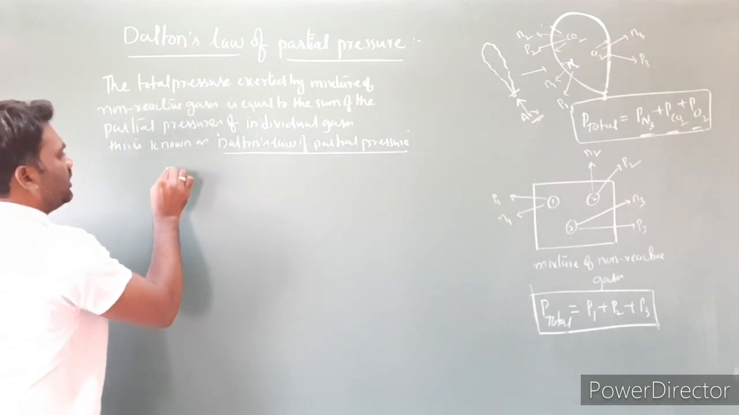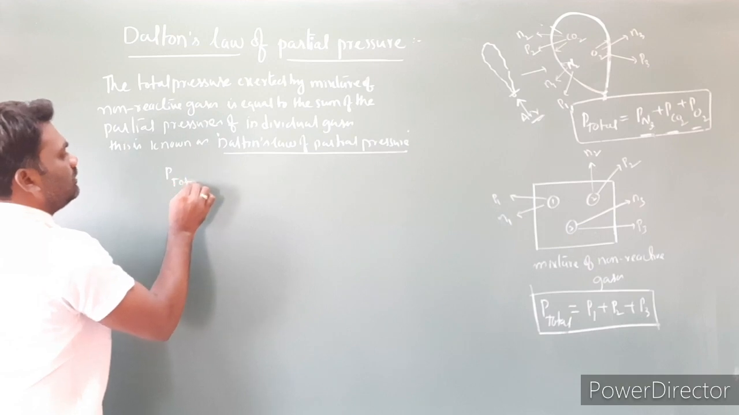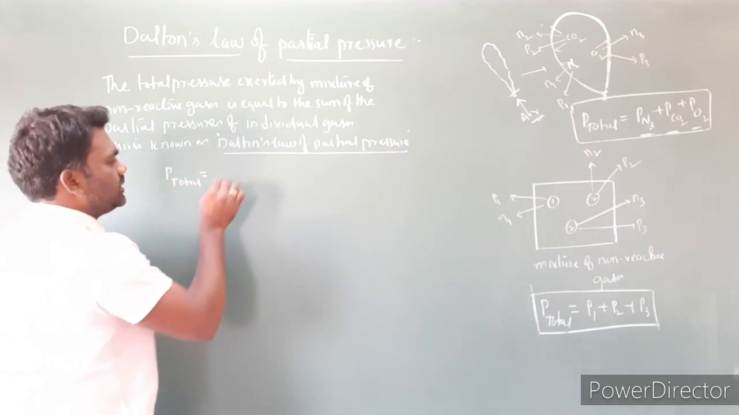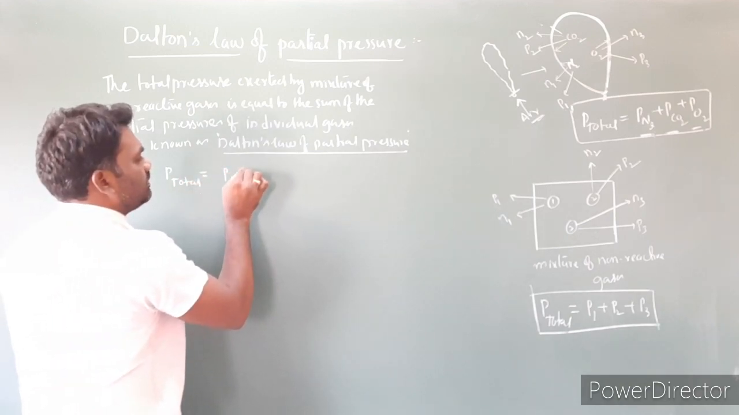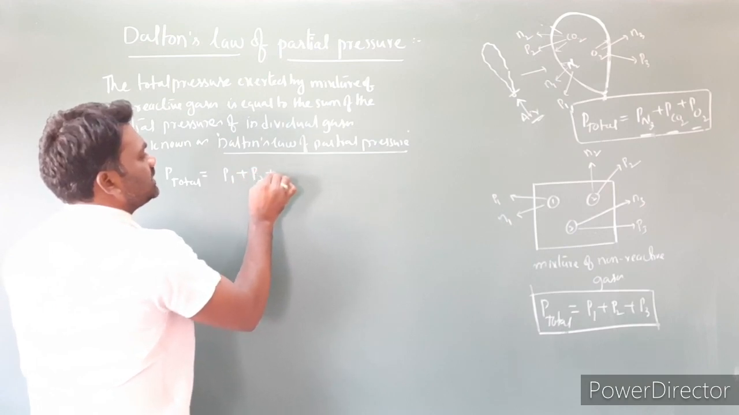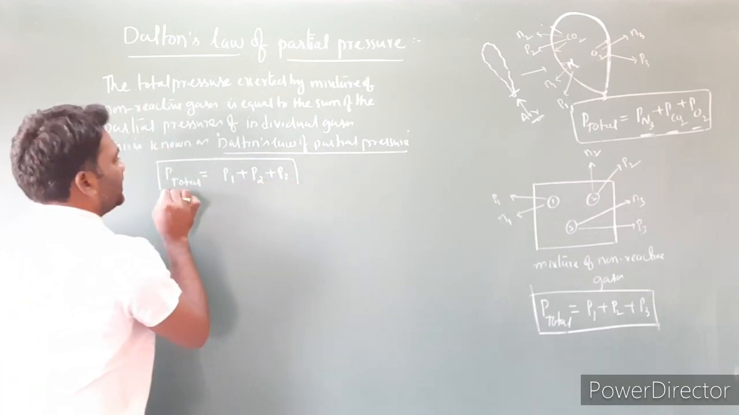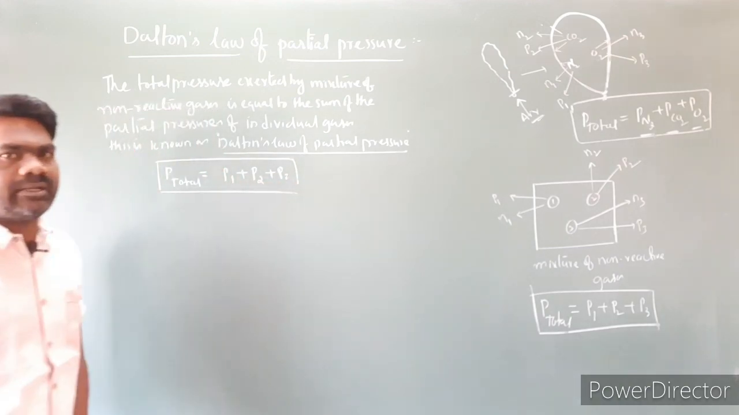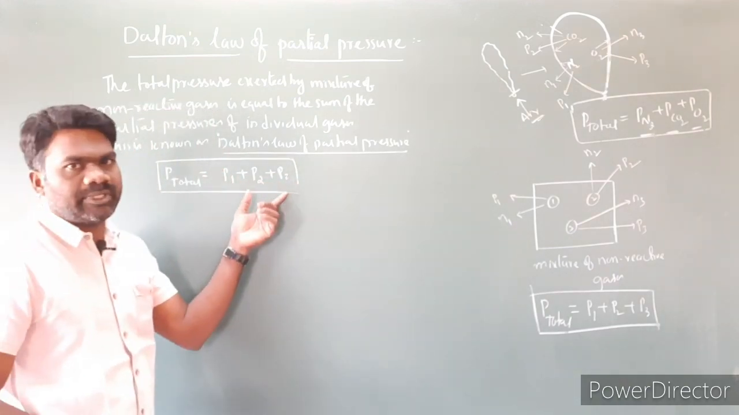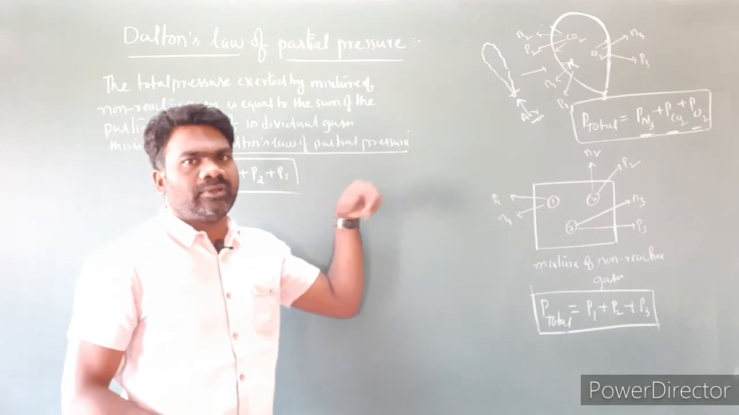So let us write the formula. P total, the total pressure, is equal to partial pressure of the first gas plus partial pressure of the second gas plus partial pressure of the third gas. Total pressure. If one more is there, P4, P5 and so on.